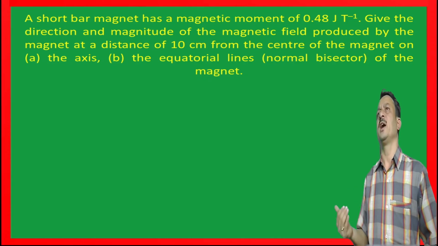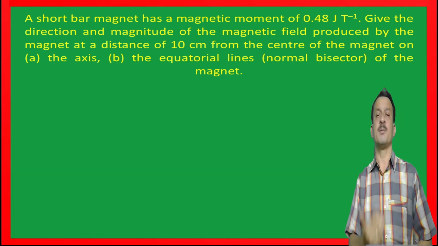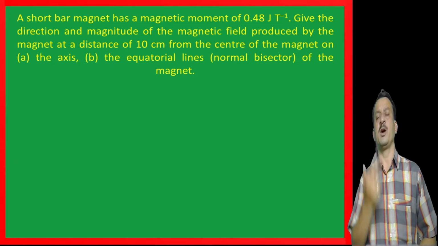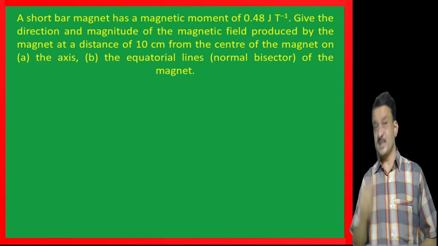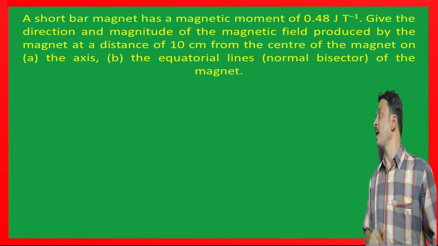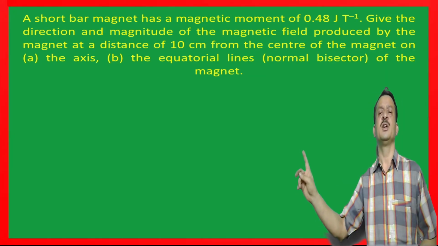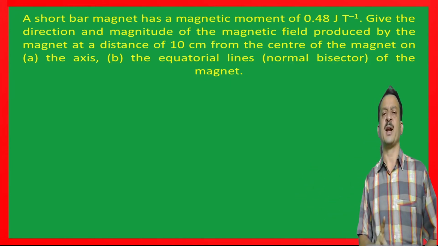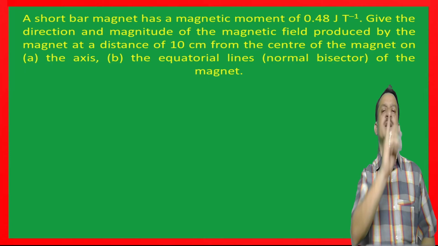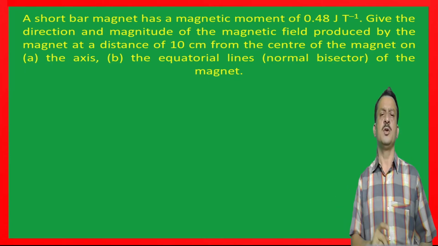Now here they have given the magnetic moment of a bar magnet, and we have to calculate what is the magnetic field at a point which is at a distance of 10 centimeter from the middle of the magnet, along the axis of the magnet, the axial point, and normal to the axis, the equatorial point. That we have to work out.